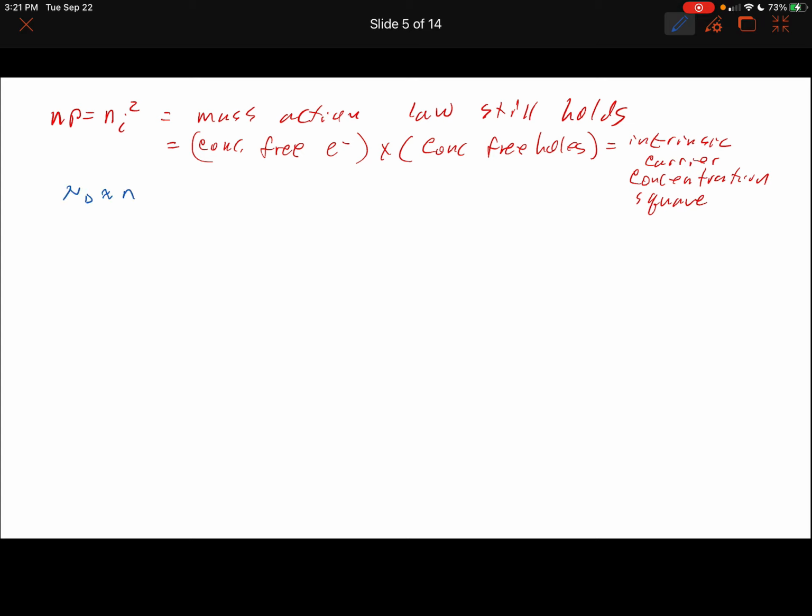Now, in order for a material to be N or p-type, we need to have the electron concentration either greater or less than the hole concentration. So if N is greater than P, it's N-type. And if P is greater than N, it's P-type. We can have the case where we have both N-type dopant and P-type dopant, but to keep it easy, we'll just say that we only have Na or Nd.